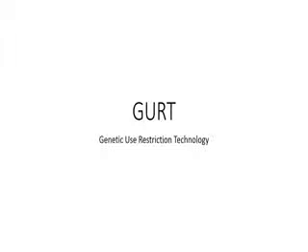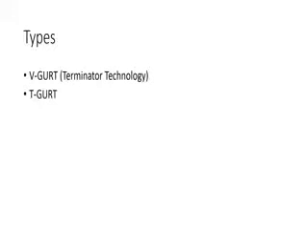Well, there are two types of GURT basically: variety GURT, or V-GURT, and T-GURT, or trait-associated GURT. The terminator technology that we have been hearing about all around is variety GURT, or V-GURT. We'll be dealing with terminator technology and V-GURT in detail. But T-GURT is not totally a terminator technology. It does have some mechanism, but it is quite advantageous and quite flexible in comparison to V-GURT.